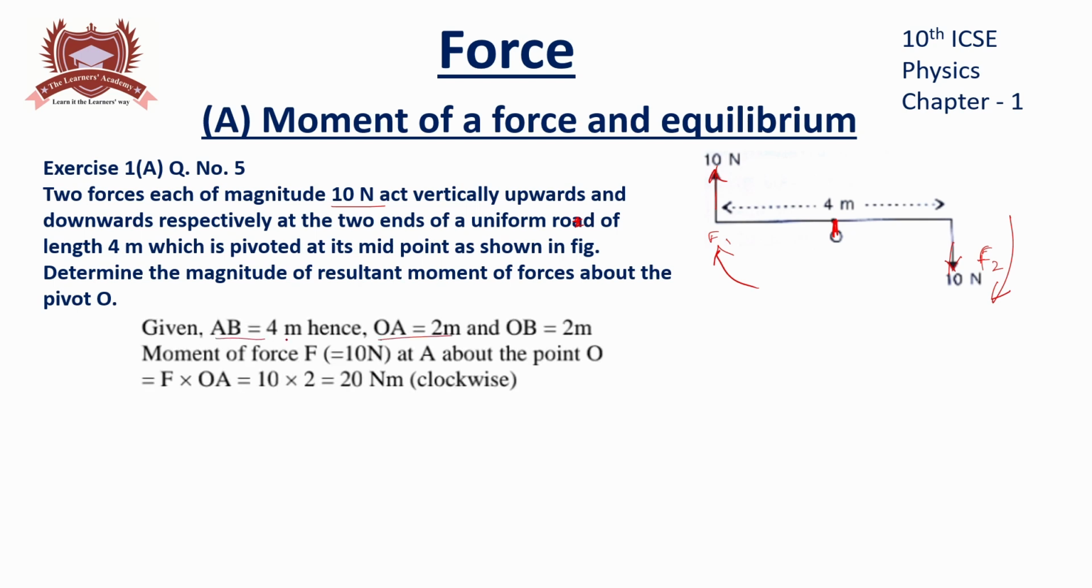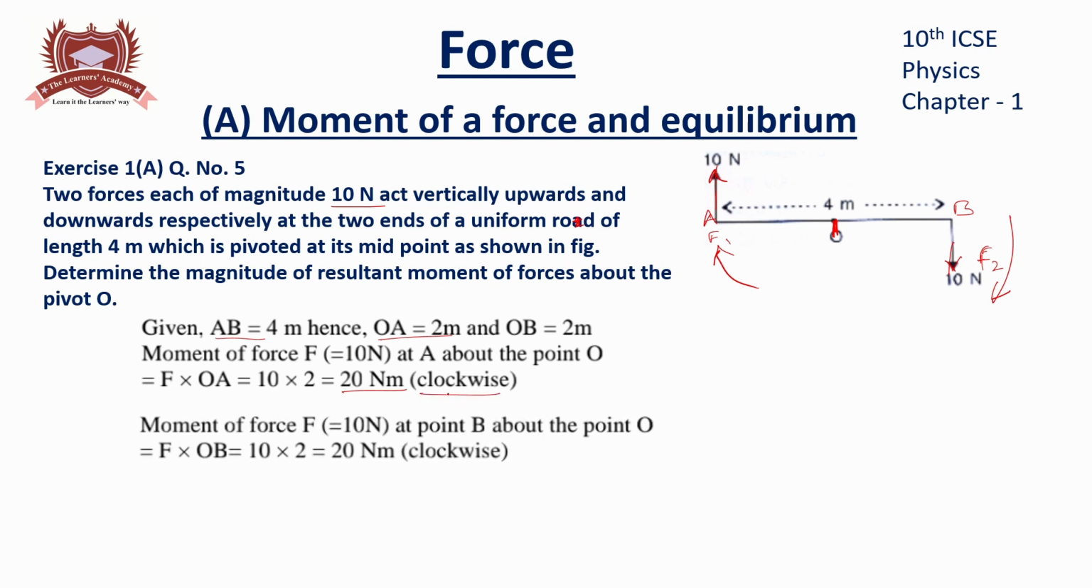Here we have AB as 4 meters, so OA is half of it, which is 2 meters, and OB would be 2 meters. So, the moment of force because of this 10 Newton force at point A, about the point O, will be the force multiplied by the distance OA. I am calling this point A and this point B. So, it would be 10 multiplied by 2, which gives 20 Newton meters in the clockwise sense.